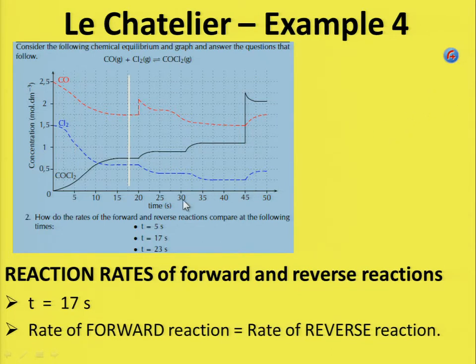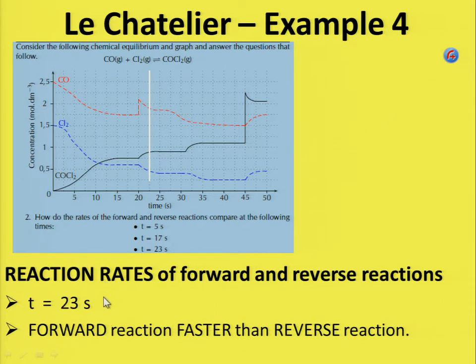At t equals 17, the concentrations are constant. Therefore, the rate of the forward reaction is equal to the rate of the reverse reaction. It's equal. There is no change. Then at time 23 seconds, the concentration of CO is decreasing, concentration of Cl2 is decreasing, and the concentration of CoCl2 is increasing. Therefore, the forward reaction must be favored.